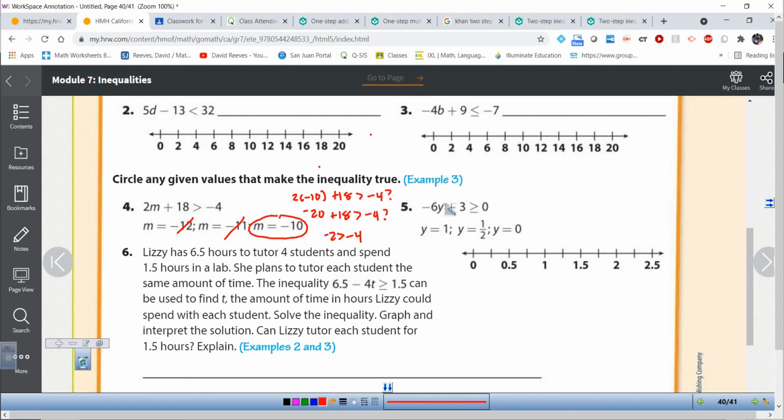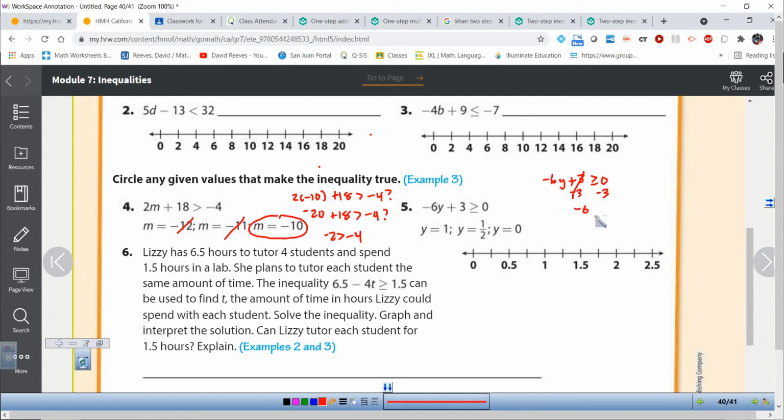All right. Just so you know, an alternate way to do it would be you could just solve it, right? For example, -6y plus 3 is greater than or equal to 0. If I just want to solve it instead of plugging it in, if I solve it by subtracting 3 from both sides, remember in a two-step equation, we're going to do the opposite operations in the opposite order, or the inverse operations.